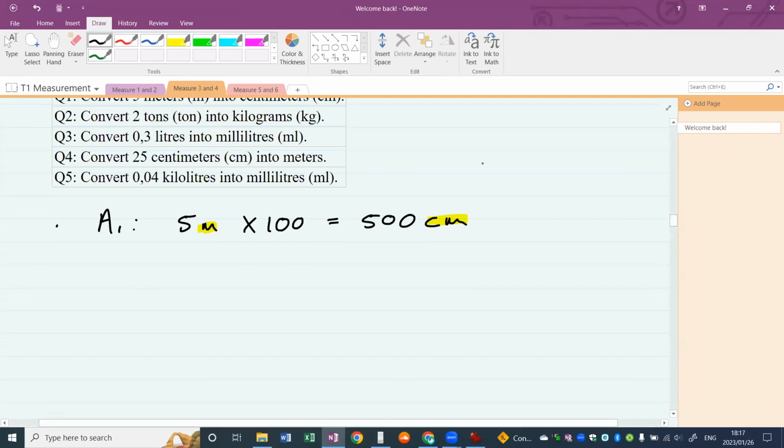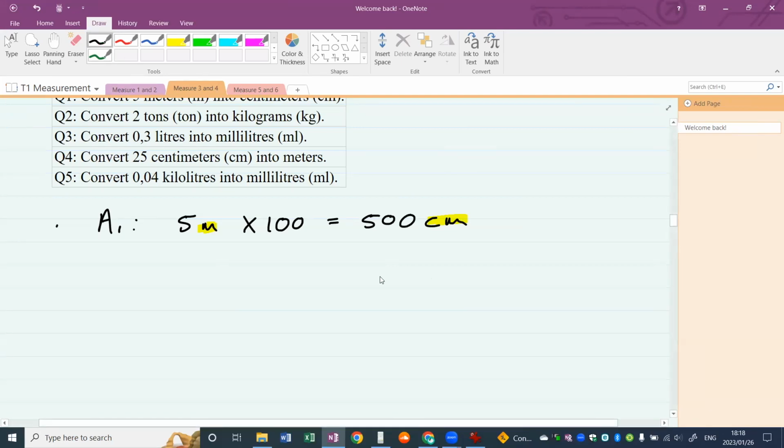And it needs to sound right as well. So if you know how many centimeters are in a meter, there's 100 centimeters in every meter. And if I've got 5 meters, there should be a lot of centimeters there. So 500 sounds right. If you're getting 0.5 centimeters, then something's wrong. So you should look at your answer, and it should look right. So 500 centimeters in 5 meters, that looks good.